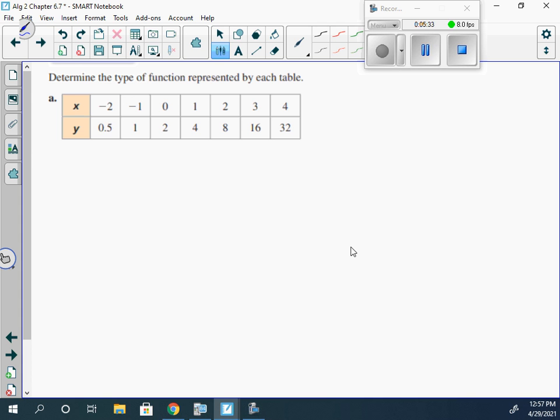So when we look at this here, trying to look at what's happening from one number to the next, do you see any kind of pattern going on with the outputs? Multiplies by 2 from one to the next to the next.